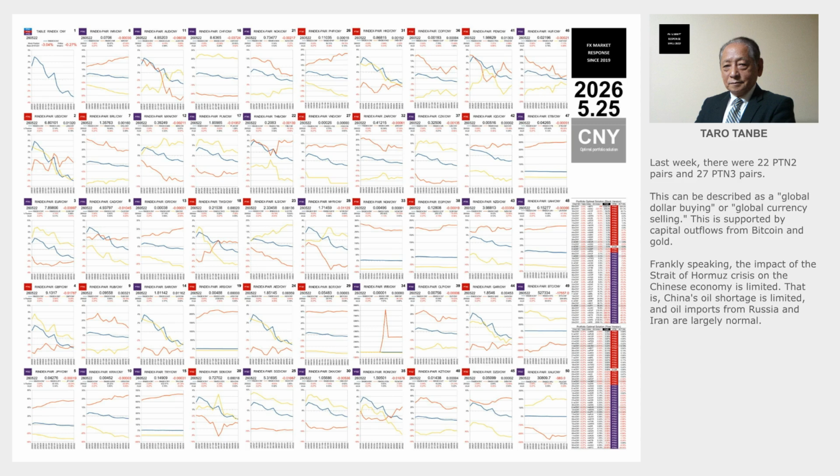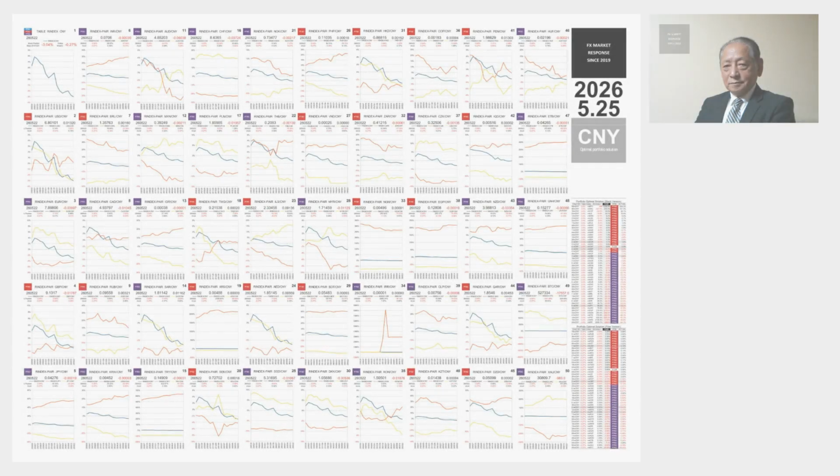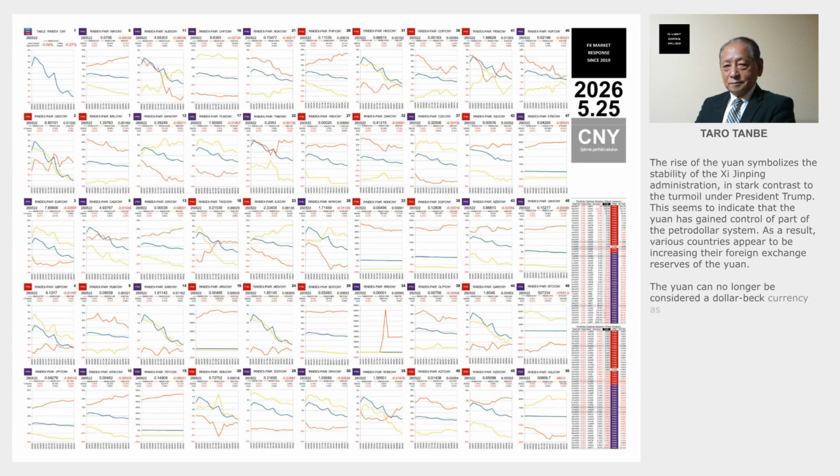Frankly speaking, the impact of the Strait of Hormuz crisis on the Chinese economy is limited. That is, China's oil shortage is limited, and oil imports from Russia and Iran are largely normal. The rise of the yuan symbolizes the stability of the Xi Jinping administration, in stark contrast to the turmoil under President Trump. This seems to indicate that the yuan has gained control of part of the petrodollar system. As a result, various countries appear to be increasing their foreign exchange reserves of the yuan.